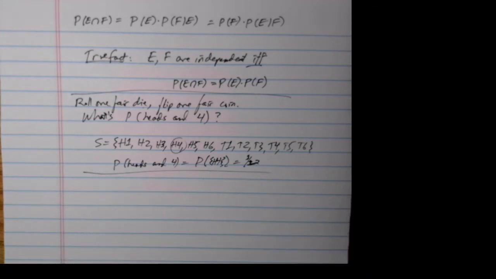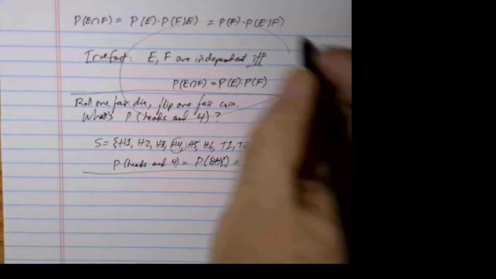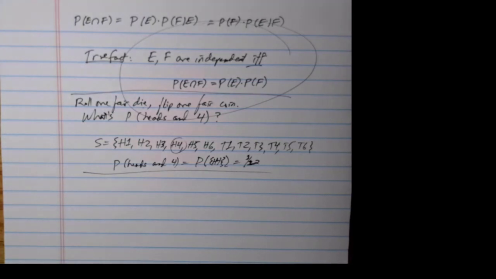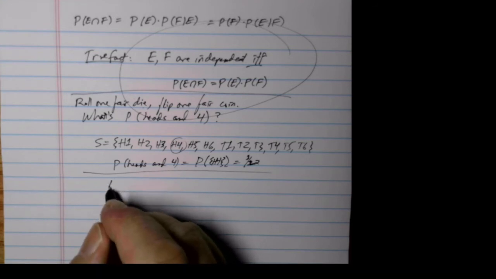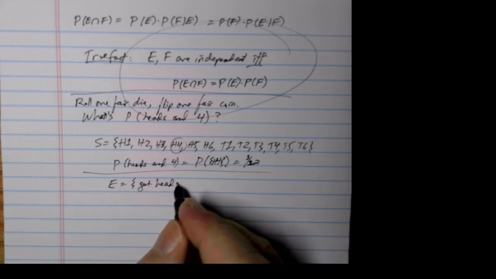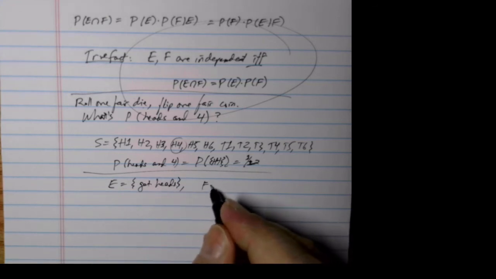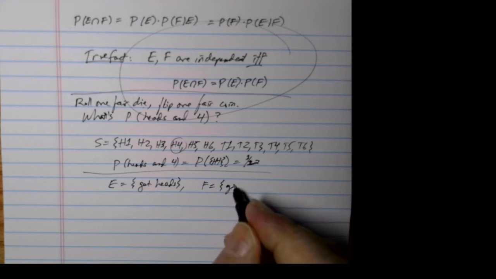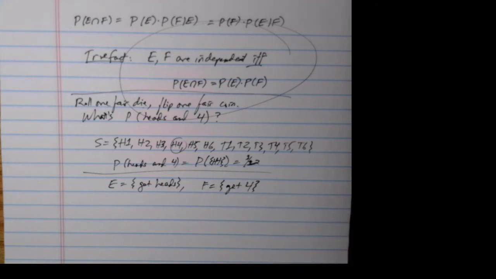Let's do it using this fact right here. E and F are independent if and only if that equation holds. So to do that, we have to think about whether these two things are independent. Right? So let's go ahead and make definitions so that I can talk about them sensibly. E is going to be the event to get heads on the coin, and F is going to be the event you get a 4 on the die.